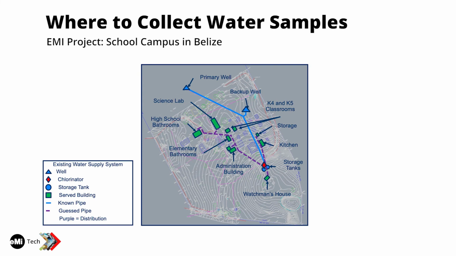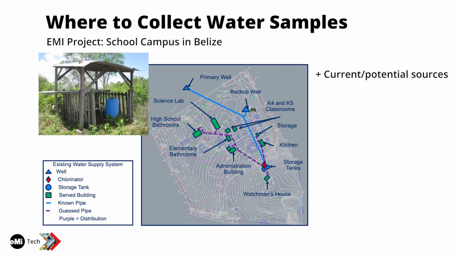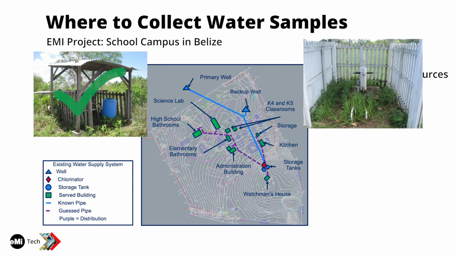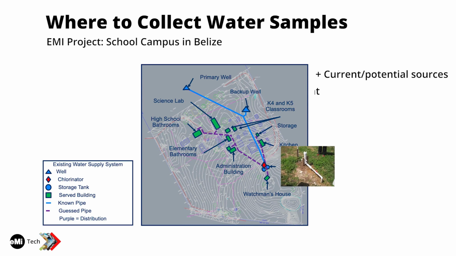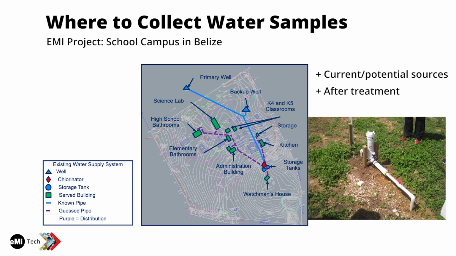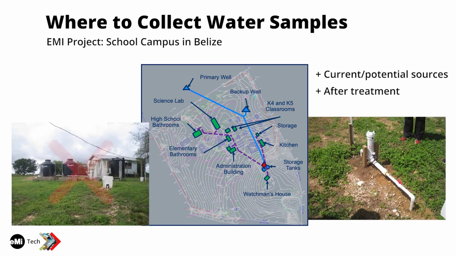Where should you take samples if you were going to try and evaluate the water quality for this campus? So first of all, current and potential sources are great. And in fact, we did that. At the primary well, what we found was no bacteria. And at the backup well, we actually found the presence of bacteria. After treatment is another good place to do it. So we took a sample after the water had passed through the chlorinator, spent some time in the tanks, and we found that there was still presence of bacteria in this case.